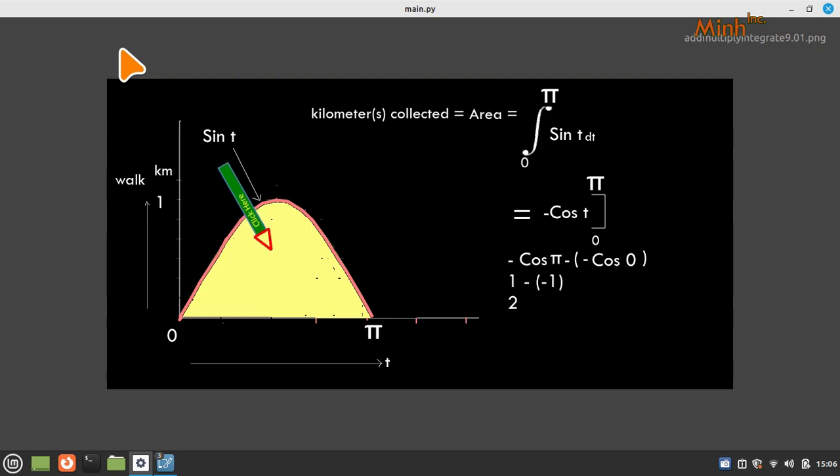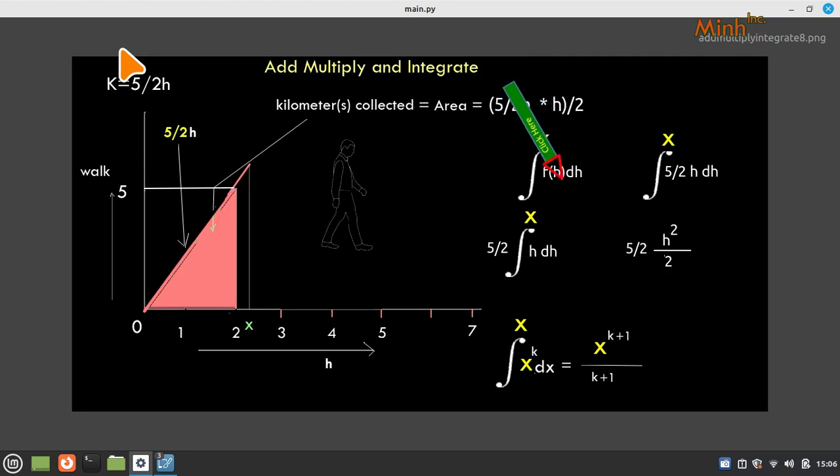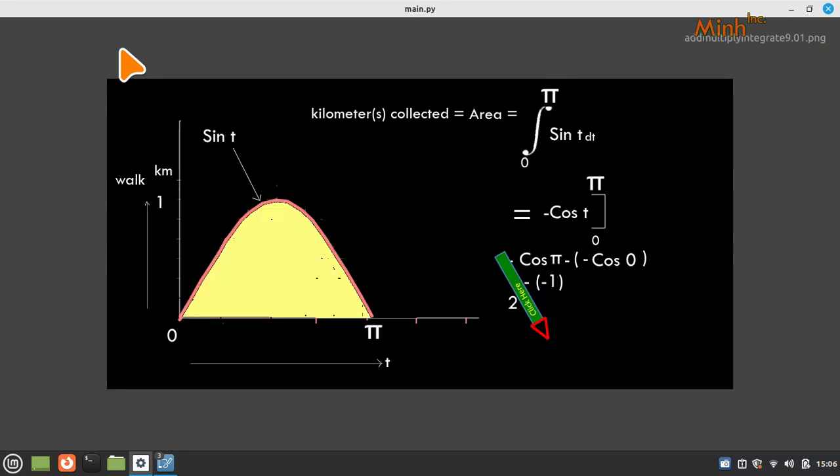If this equation is sin t, then it is nothing but the integral from 0 to pi of sin t. The way I say the integration of x^k is x^(k+1), the integration of sin t is minus cos t. Evaluating from 0 to pi, that comes as minus cos pi minus minus cos 0, that is 2. So this person has traveled 2 kilometers if he travels in this fashion.